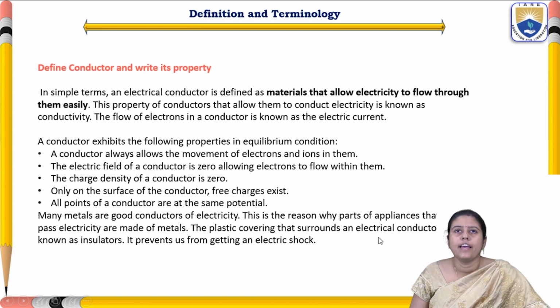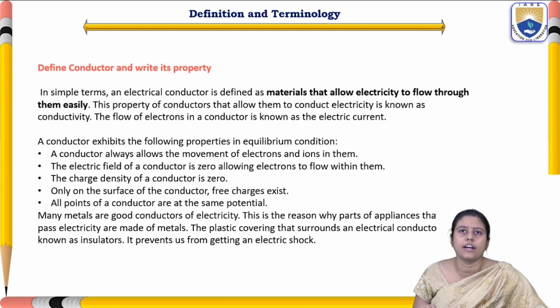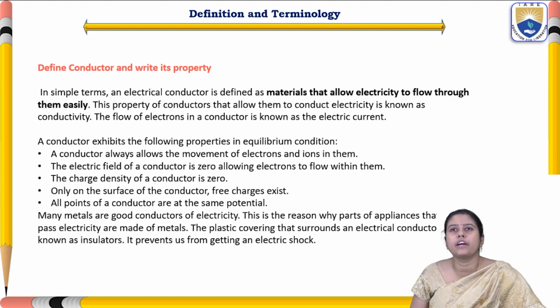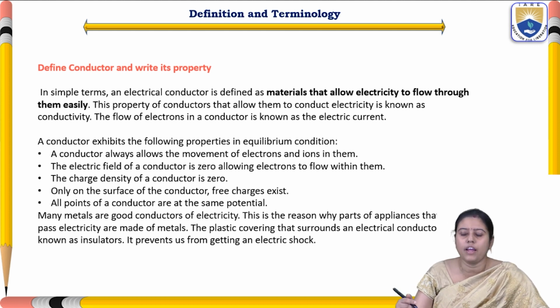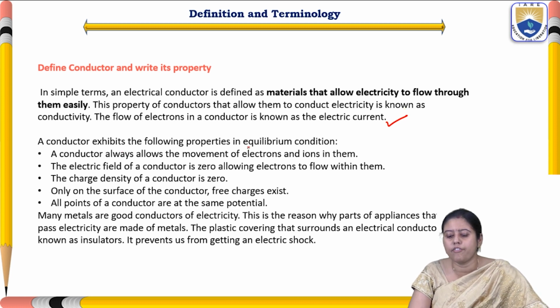Define conductor. In simple terms, an electrical conductor is defined as a material that allows electricity to flow through it easily. This property of conductors that allows them to conduct electricity is known as conductivity. The flow of electrons in a conductor is known as the electric current. A conductor exhibits the following properties at equilibrium.